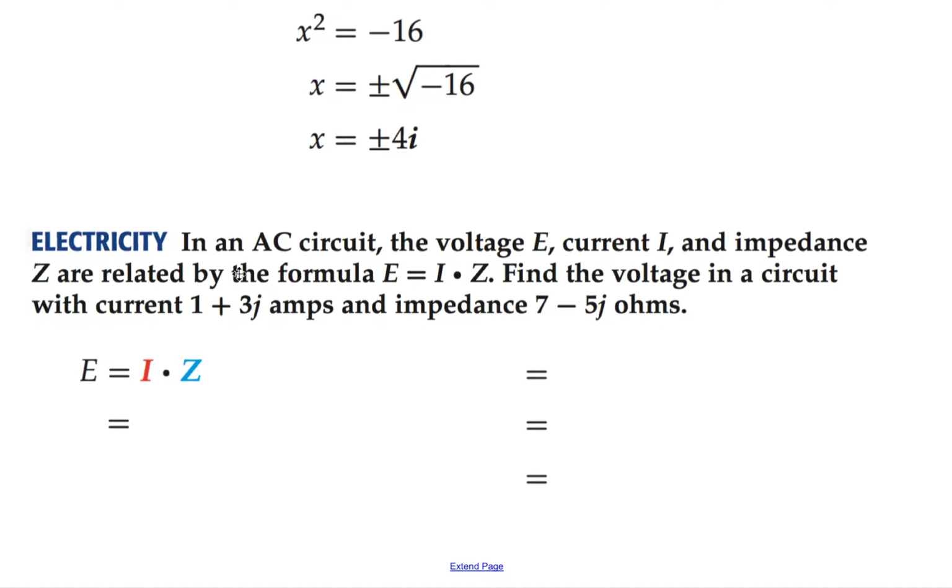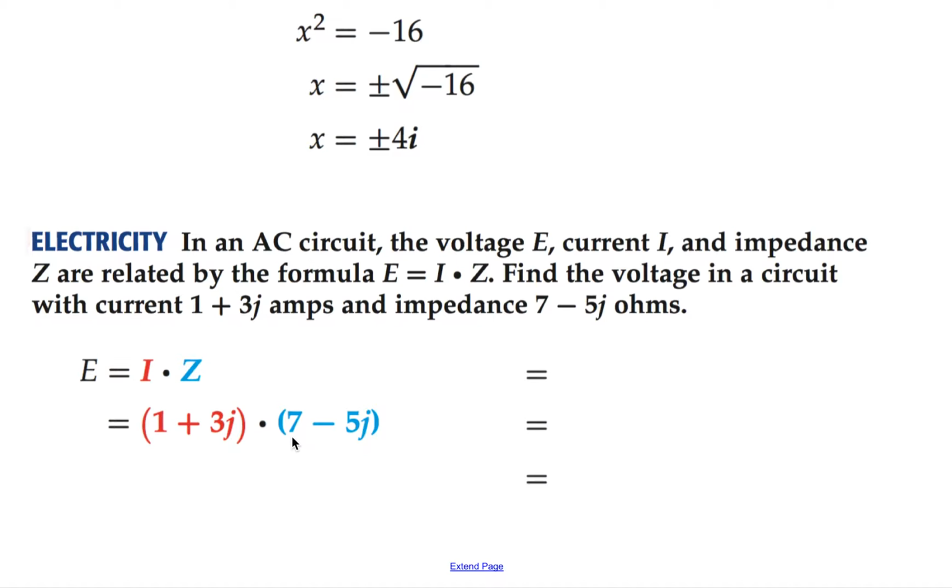This one says in an AC circuit, the voltage is E, the current is I, and the impedance is Z. They are related by the formula E equals I times Z. They want us to find the voltage, which is E, in a circuit with the given current I and impedance Z. So we're just going to plug those into our formula.